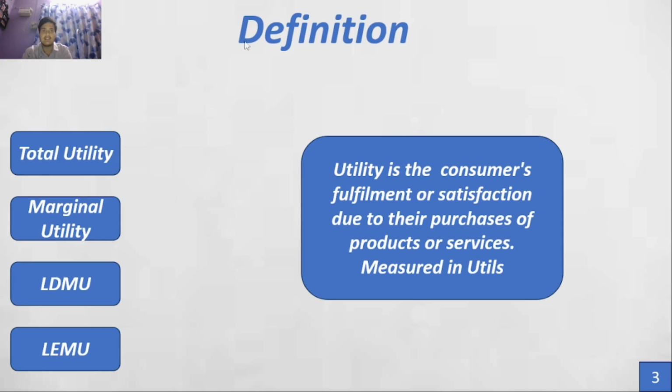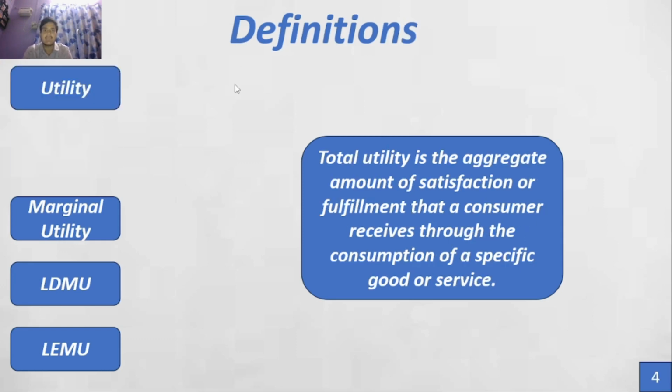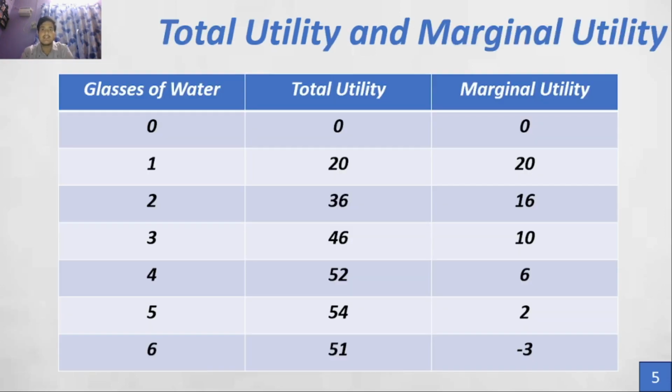Now let us see the definition of total utility. Total utility is the aggregate amount of satisfaction or fulfillment that a consumer receives through the consumption of a specific good or service. Let us take this example. You are returning home after playing cricket. You are thirsty and dehydrated. You haven't had any glass of water, so your total utility is 0.